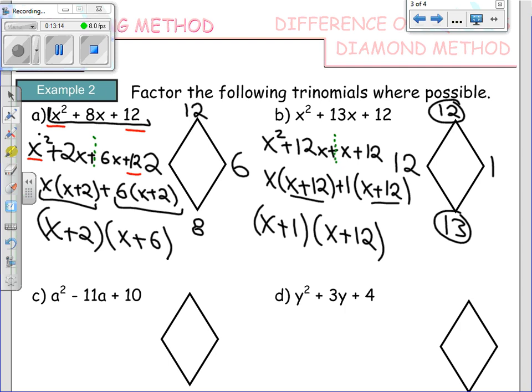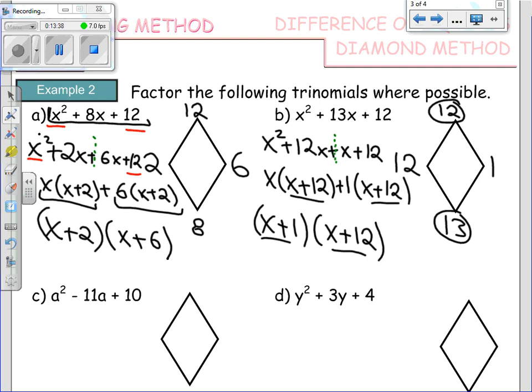Yes, sir. Can it be x plus 12 versus x plus 1, or does it matter? Doesn't matter. The way I look at it is, what's 2 times 3? 6. What's 3 times 2? 6. Order doesn't matter in multiplication. So we could flip that to the front and you're still right, as long as that's one of your binomials and that's another one of your binomials.